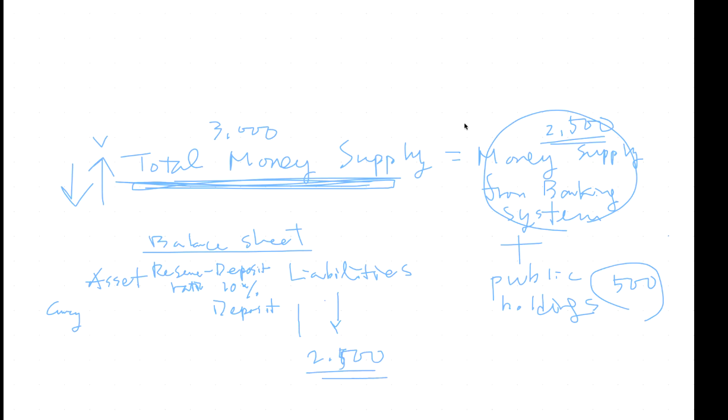So what if Federal Reserve wants to reduce money supply to 2,500? Reduce money supply from 3,000 to 2,500. They cannot change pocket money, so they have to change this one. This 2,500 has to be what? 2,000, right? So this has to be 2,000 total deposit.